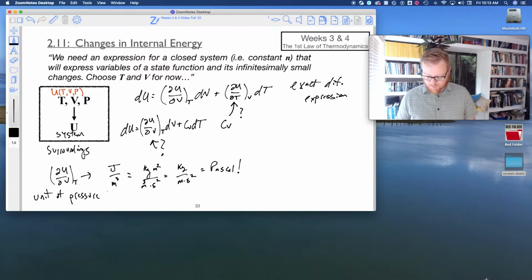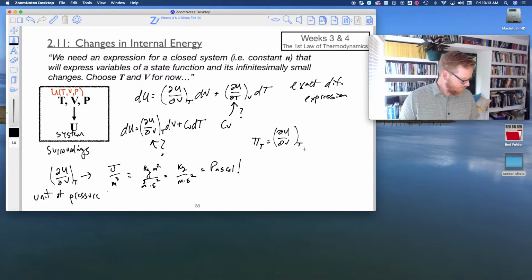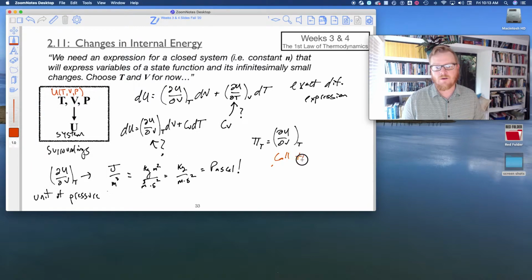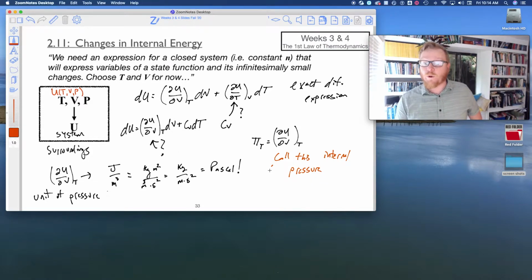Well, as it turns out, some very smart, famous people, Joule himself, gave this derivative, this unit of pressure, a special name. They called it pi sub T, which equals that partial derivative, and they call this the internal pressure. And we'll see what that means. We're going to see some consequences of what this internal pressure is.